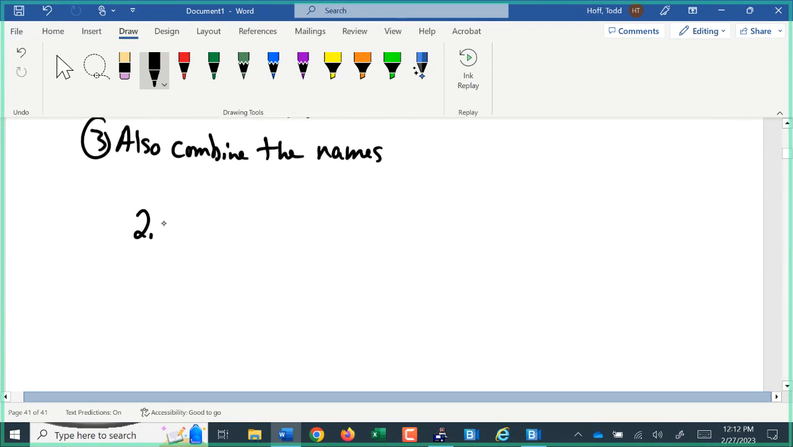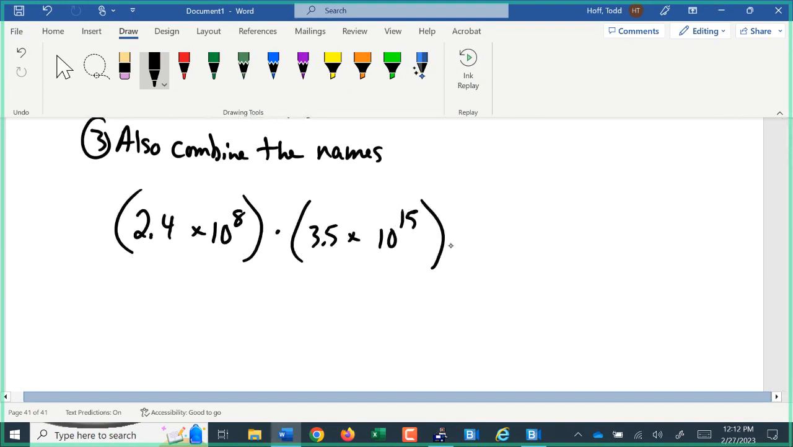We could have 2.4 times 10 to the 8th times 3.5 times 10 to the 15th. Here it does not matter that these are different powers of 10. When we're multiplying, we don't need the same name. So 2.4 times 3.5, what is that? 7.2, 8.4, I believe. I'm going to double check that. It's been one of those days with the weather. Come on.